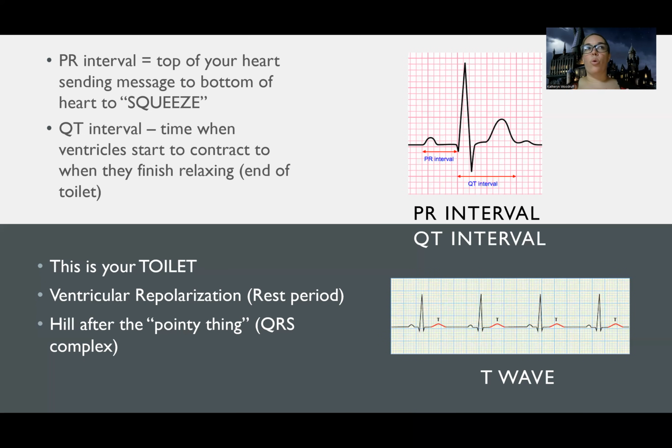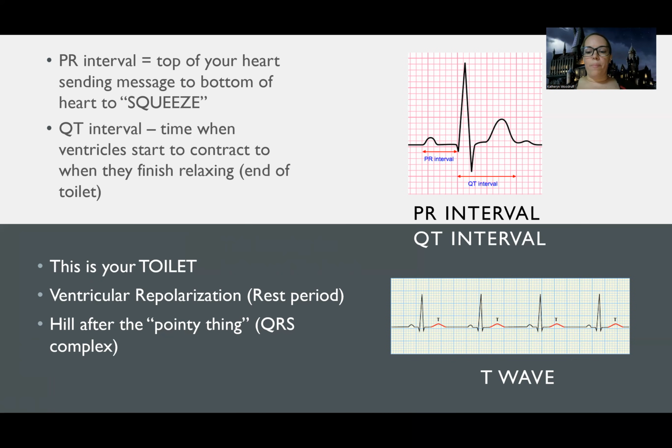The reason I call it the toilet is, think of it like when you flush a toilet, let's say you go to the bathroom, you flush it, it's going to take a little time to refill. The heart's very much the same, where the heart needs some time to refill after flushing or contracting, so it can prepare for the next flush.